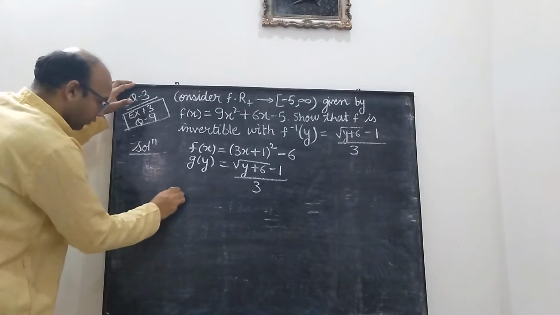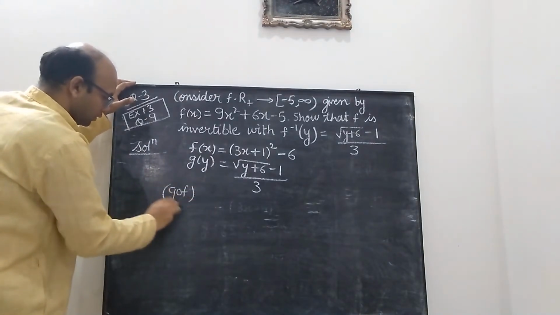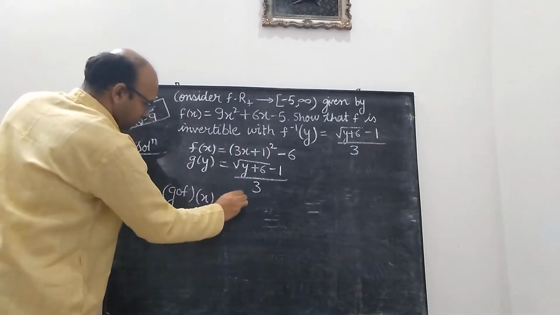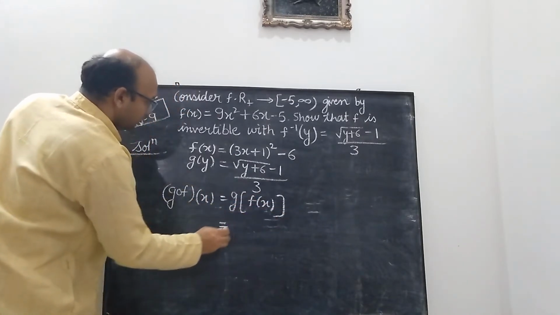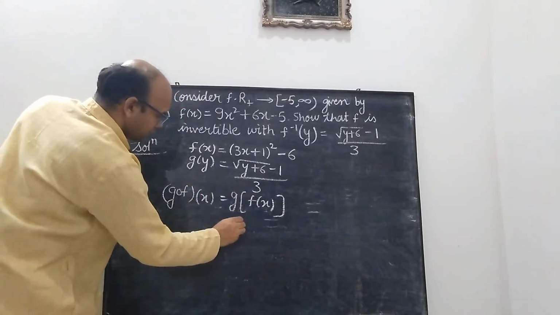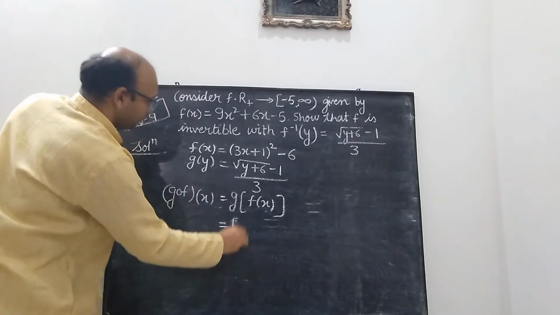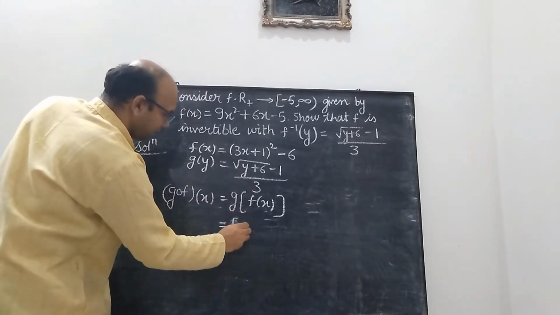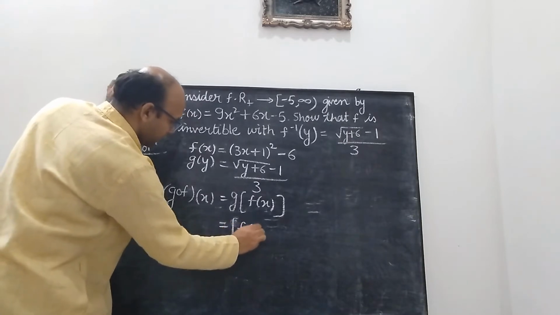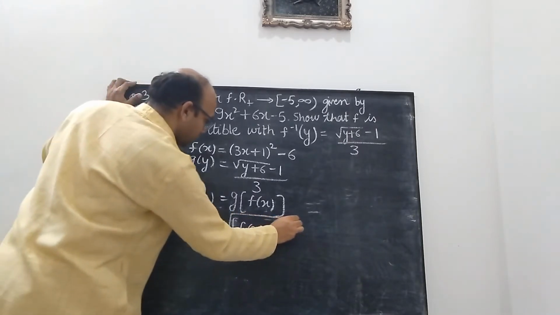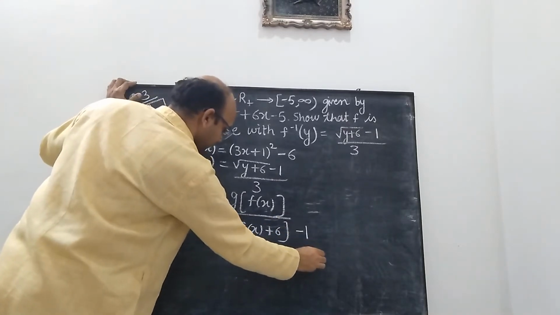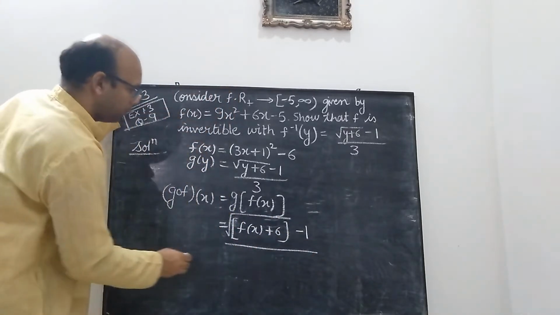Now we find g o f of x. g o f of x is g of f(x). In place of y, we write f(x). So this is root of f(x) plus 6, the whole square root thing, minus 1 upon 3.